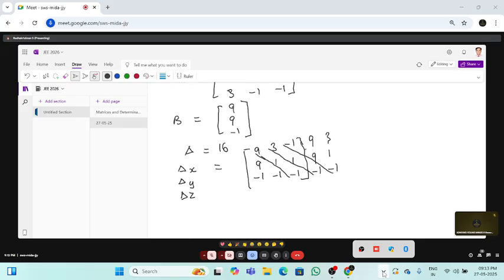So 9 into 1 into minus 1 is minus 9. 3 into 1 into minus 1 is minus 3. Minus 1 into 9 into minus 1 is plus 9. This is the first quantity that you calculate, up to down. So the three quantities like this. And then you put a minus sign and you calculate these three quantities.